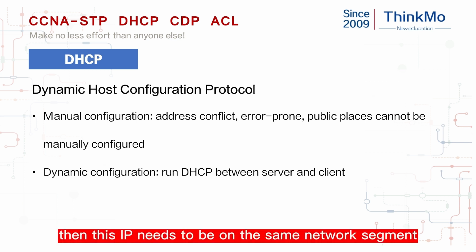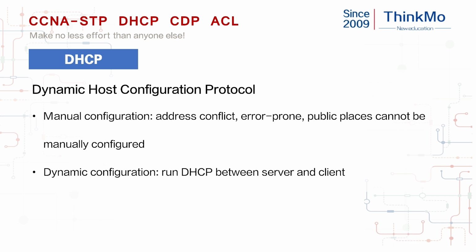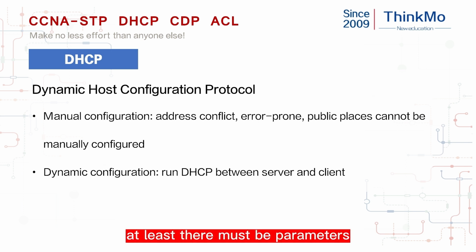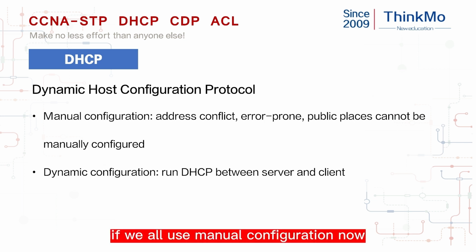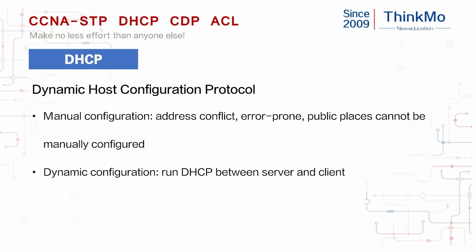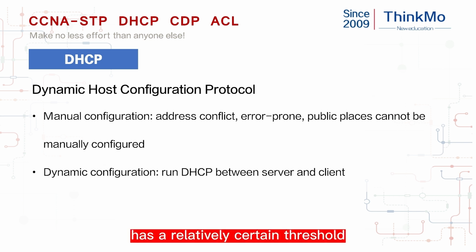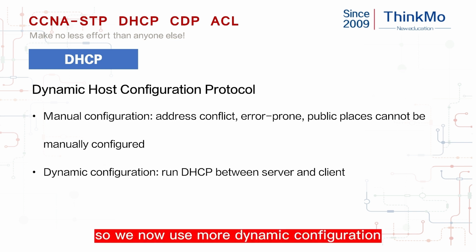Then this IP needs to be on the same network segment as the internal configuration of the coffee shop. Just find the gateway. At least there must be parameters in the internet address configuration. If we all use manual configuration now, then the internet will be very inconvenient. So there are some scenarios where there is no way to manually configure, because this function has a relatively certain threshold, and it's too much trouble. So we now use more dynamic configuration. Dynamic configuration is what we call DHCP today.